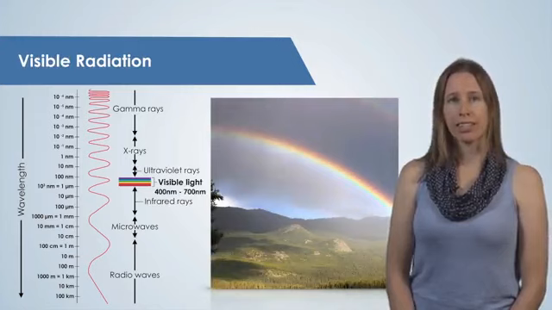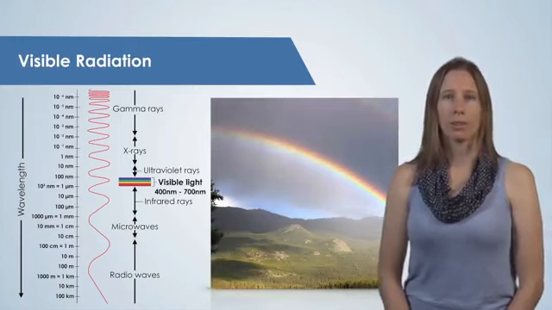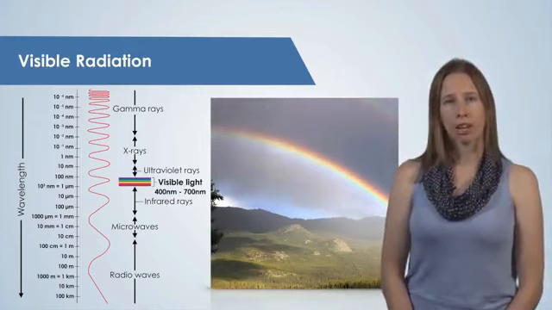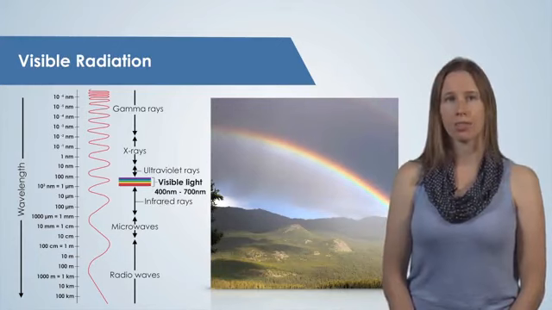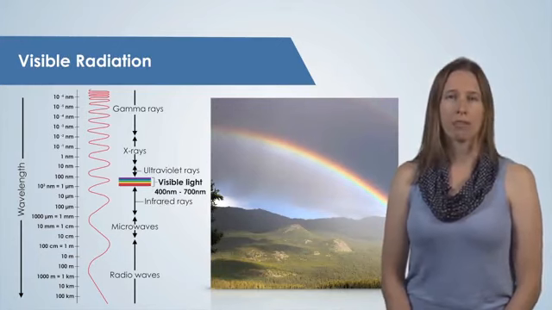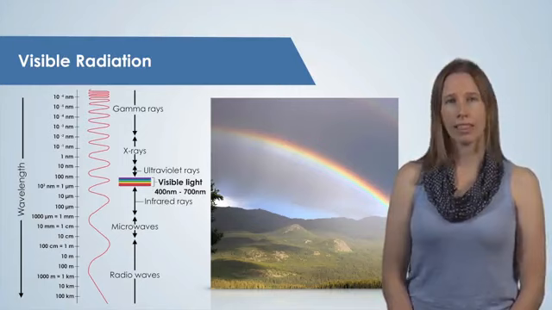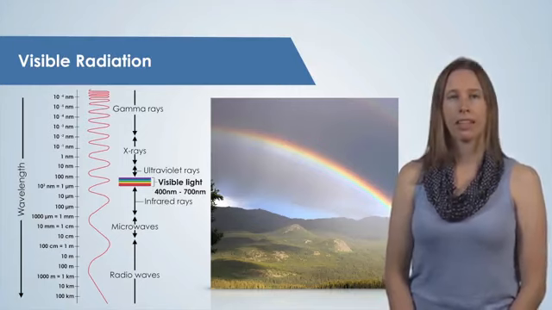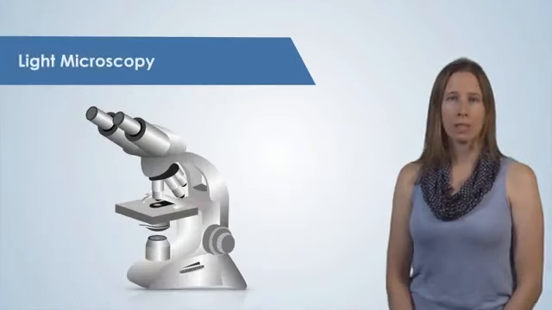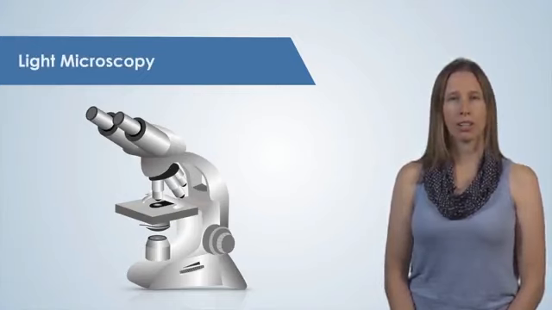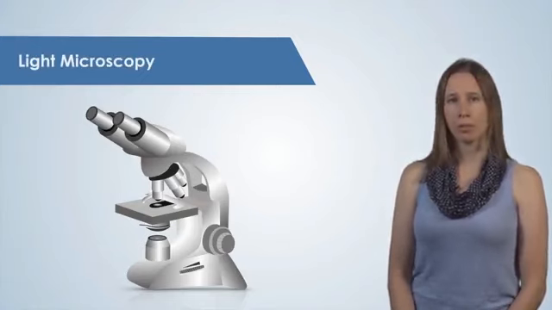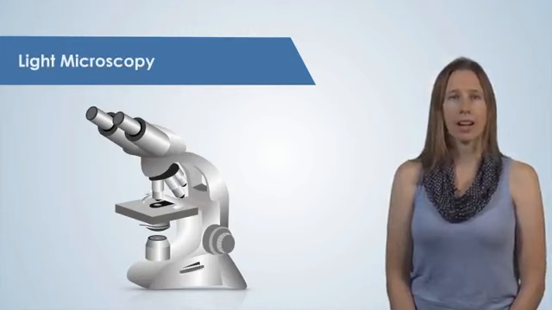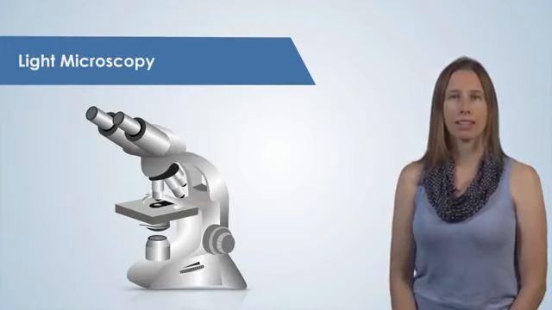Visible radiation is the light we can see with our eyes in the wavelength range from 400 nanometers to 700 nanometers. It is used in a number of characterization tools, including light microscopy. Let's take a minute to talk about how visible light can be used for imaging. Many of you are probably familiar with a light microscope because it is commonly used in basic biology classes.